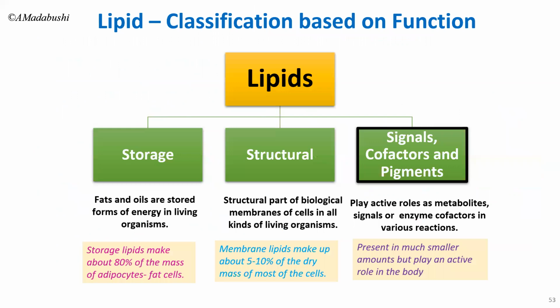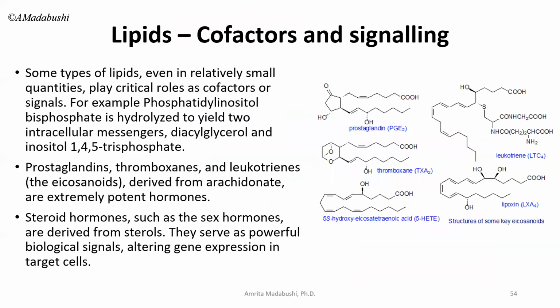Pretty incredible. Last part: signals, cofactors, and pigments. Signals, cofactors, and pigments are important because they play an active role as metabolites. They play an important role in various reactions, and they are responsible for colors, or act as an important cofactor when a certain reaction is happening.